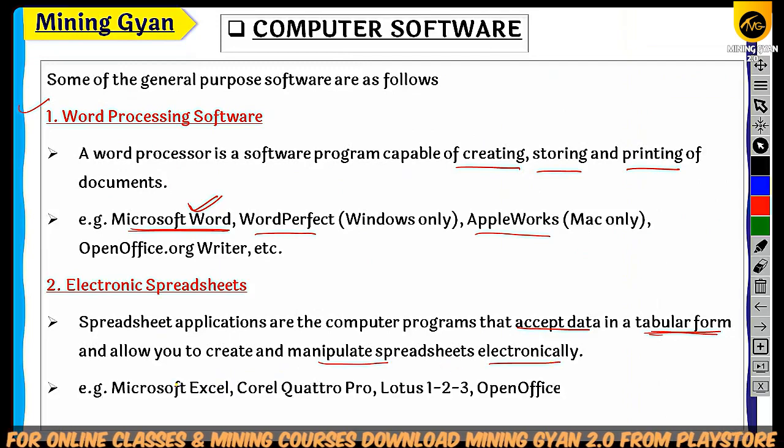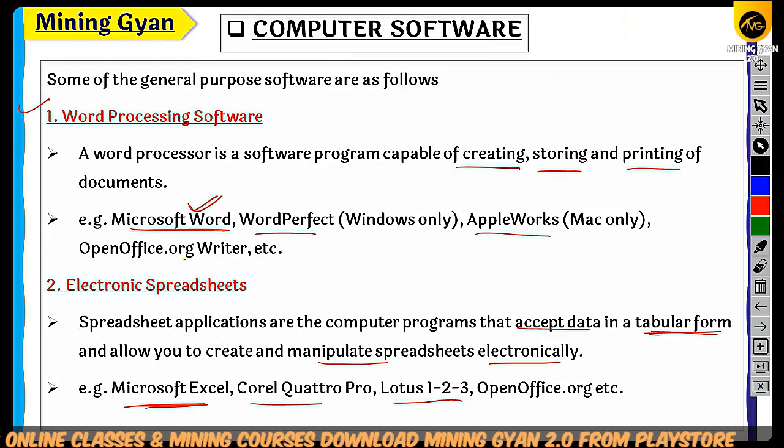The most popular example is Microsoft Excel. Then there are Corel Quattro Pro, and Lotus, with versions 1, 2 and 3. OpenOffice.org is also used for spreadsheets. So these are the electronic spreadsheet application software which belong to general purpose software.